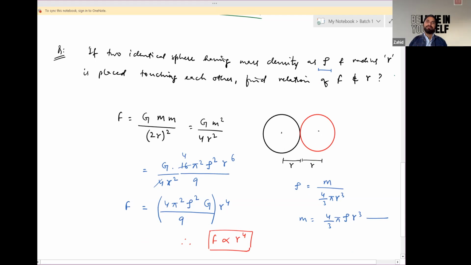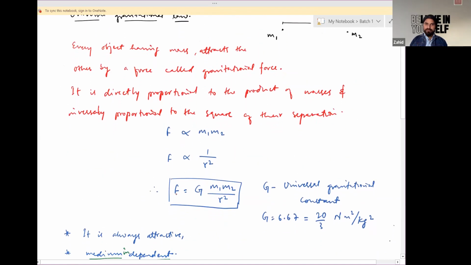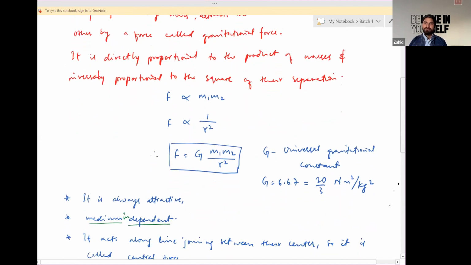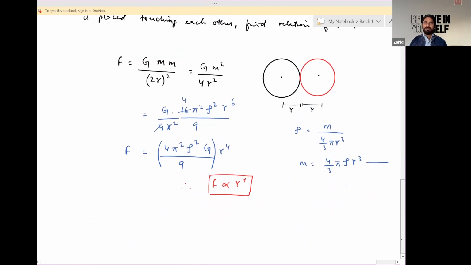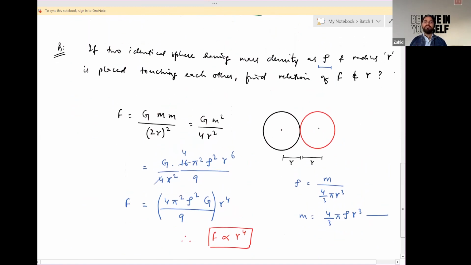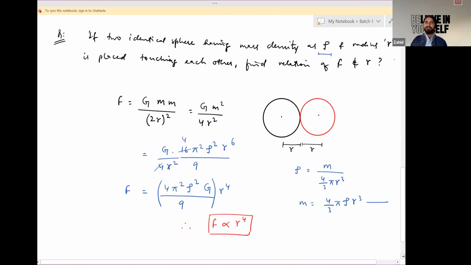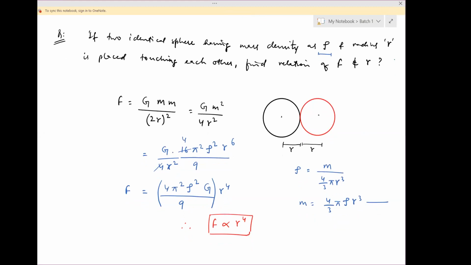Is it clear? So in the above part for point masses, we had force inversely proportional to R square. This is only possible if masses are point masses separated by some distance R. But in this part, 2 spheres are placed side by side, and I have calculated force in terms of density. That's why force is related with R like this. Is it clear? Yes, sir. Okay.